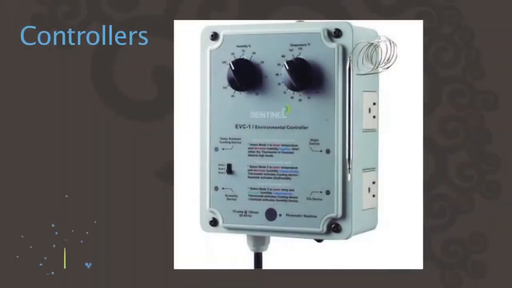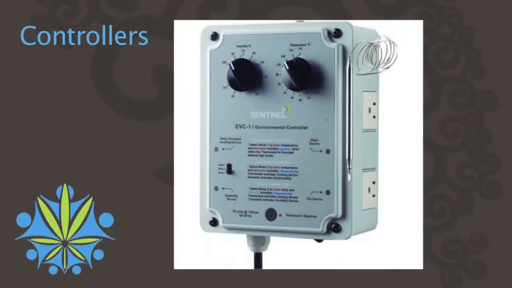Okay, so now we're going to delve a little bit into some of the controllers that are out there that can help control the environment better. The first thing is a temperature controller. It reads the temperature, obviously. It's a controller that helps turn fans on and off, air conditioners on and off, and it also controls the relative humidity in the room. Here's a picture, an example of what one of those controllers looks like.